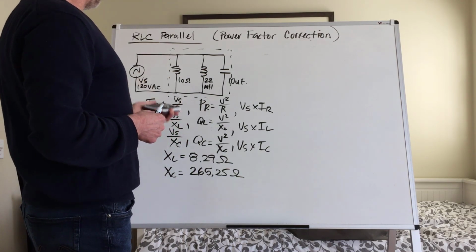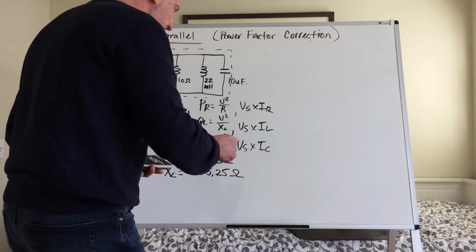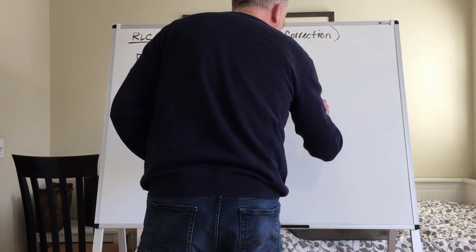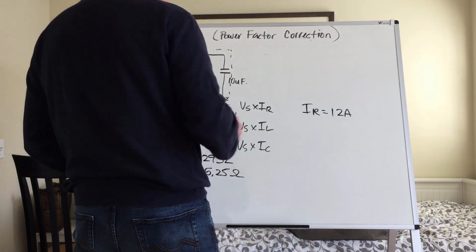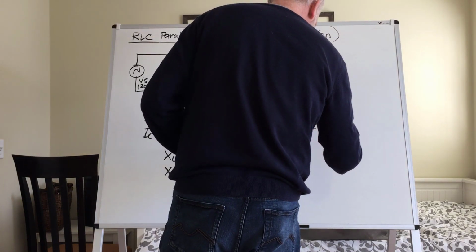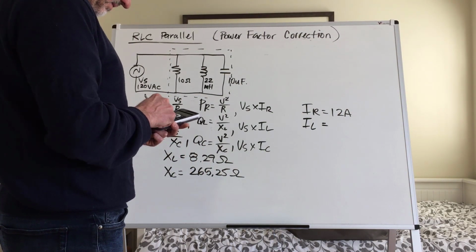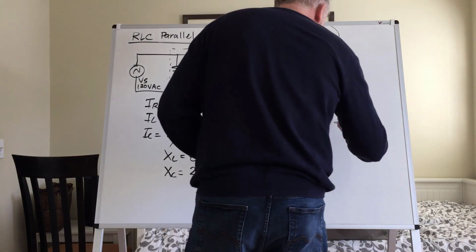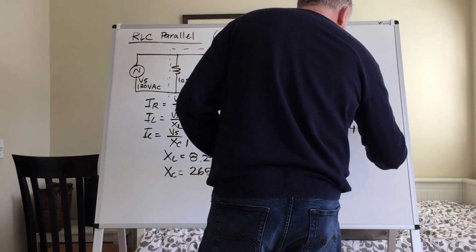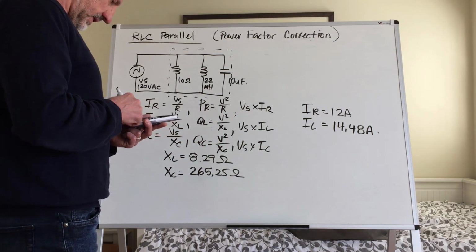Well, our current for our resistor is obviously 12 amps, right? So if we list our currents up here, IR is equal to 12 amps. IL, which is going to be our 8.29 ohms, so we're going to take our 120 divided by 8.29, and we get 14.48 amps there. And then we're going to do our last one, which is our IC.